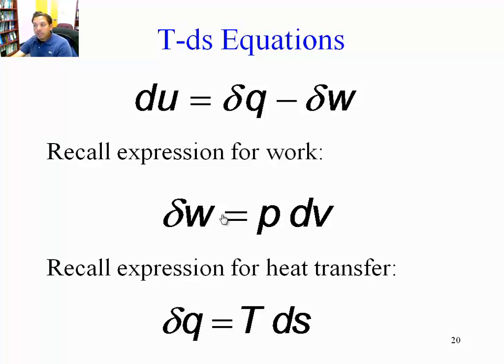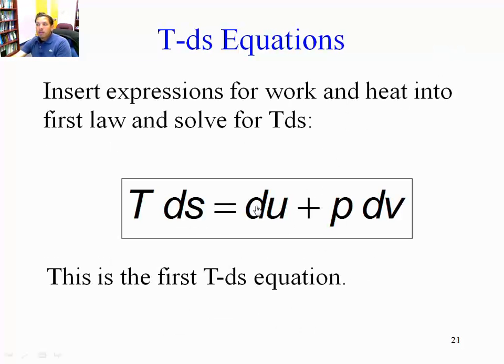Now what we're interested in is using these two expressions, PdV and TdS. So we're going to replace delta Q by TdS, and we're going to replace delta W by PdV. We plug that in and solve, and at the end, we take TdS to the left-hand side and everything else on the right-hand side, and that leads to the so-called first TdS equation. So the first TdS equation says that TdS is equal to dU plus PdV.